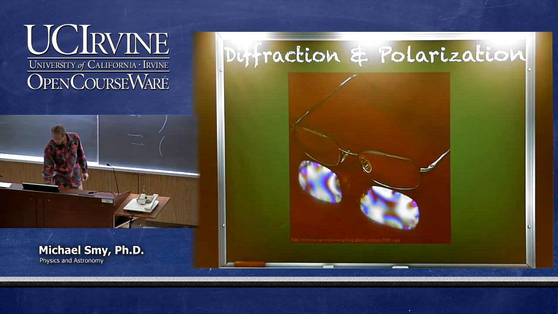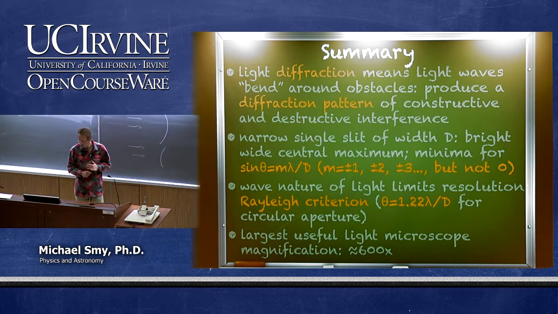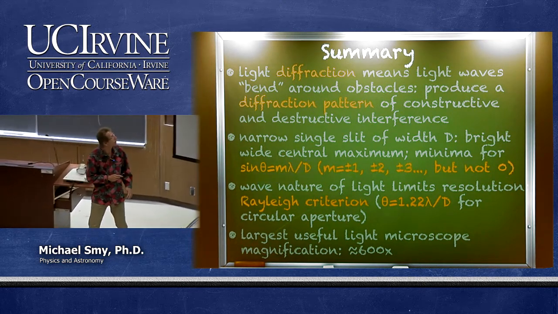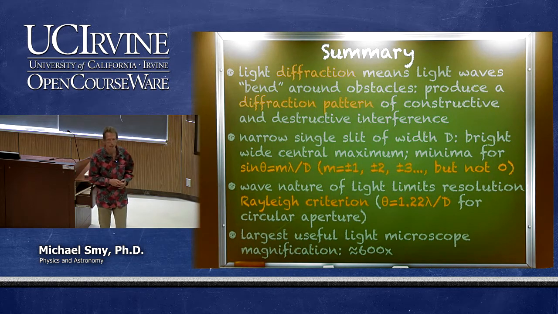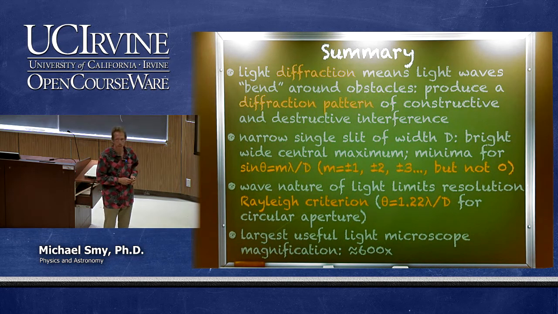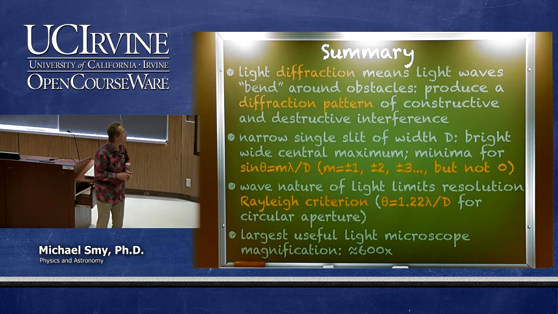We then moved on to diffraction, and that means that light bends around obstacles, and it produces a diffraction pattern, and that diffraction pattern also has constructive and destructive interference. The easiest example is a narrow slit, single slit, of width d, and you observe a bright, wide central maximum, and minima for the condition sine theta equals m lambda over d. And don't be confused, that is the same formula as for the maxima of the double slit experiment. But in this case, m can be plus minus 1, 2, and 3, but not 0, because 0 is actually the bright white central maximum.